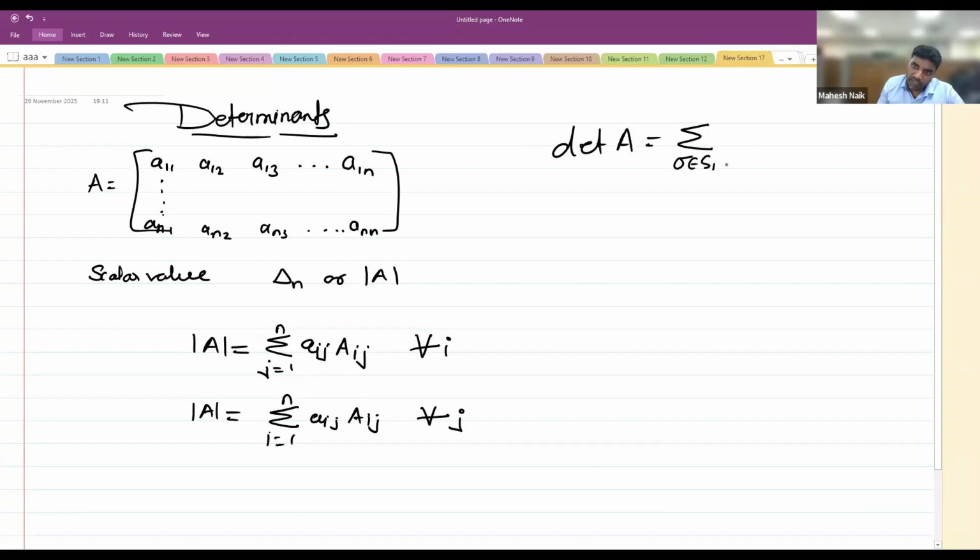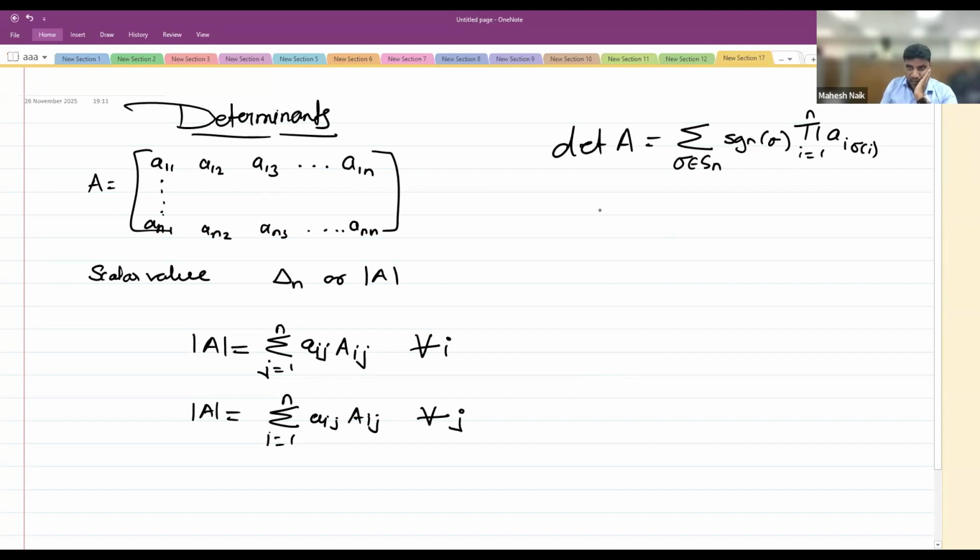sigma belonging to Sn, where Sn is the permutation group, which is given by the sign of sigma, and then the product of all a_i sigma(i), where the product is going from i equal to 1 to n. Okay, so this definition is based on the permutation.